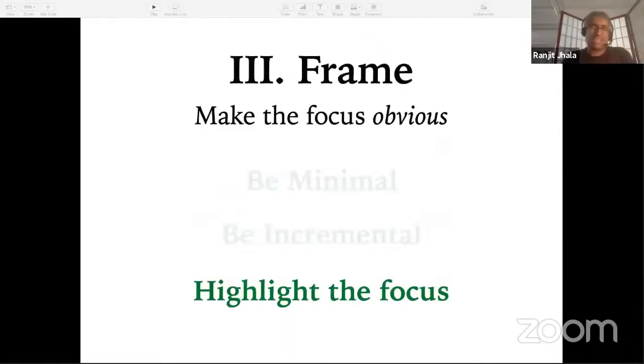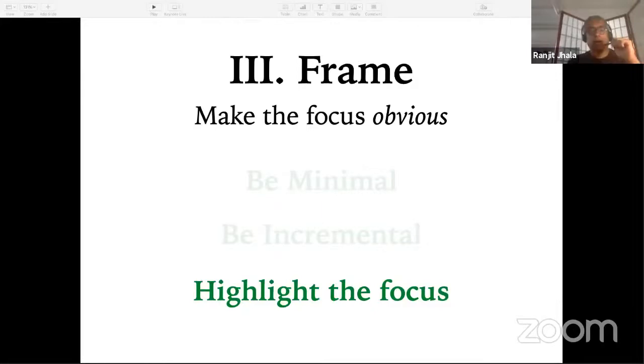Finally, sometimes even that is not enough. You just have to have a lot of things and you need to have them all up at the same time. In that case, the way you want to design your transitions is you want to highlight the focus. Tell me what I should be looking at. There's a lot of stuff on the slide. Tell me what I should be looking at.